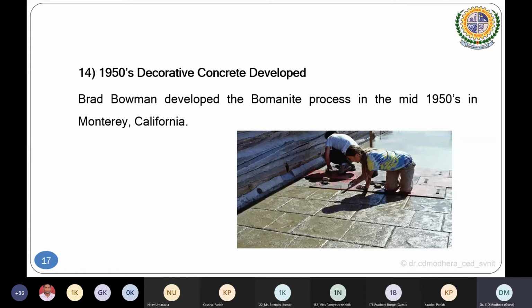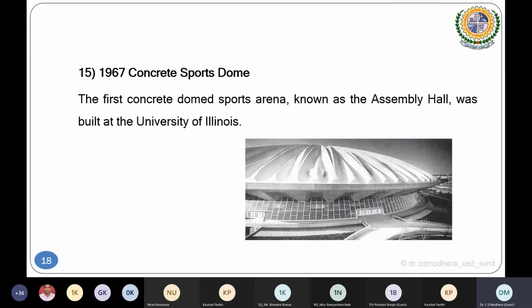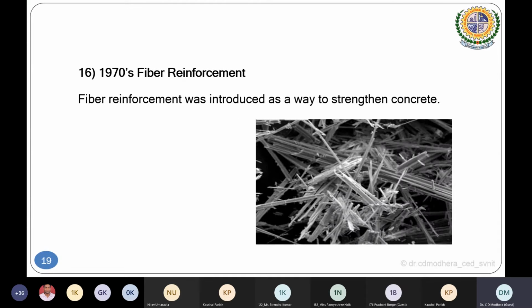1950s, decorative concrete develops. Brad Bowman developed the Bowmanite process. So everybody put thought and application in those days. 1967, concrete sports dome. The first concrete dome sports arena, known as the Assembly Hall, was built at the University of Illinois. Then fiber reinforced concrete. People are talking about fiber reinforced concrete.